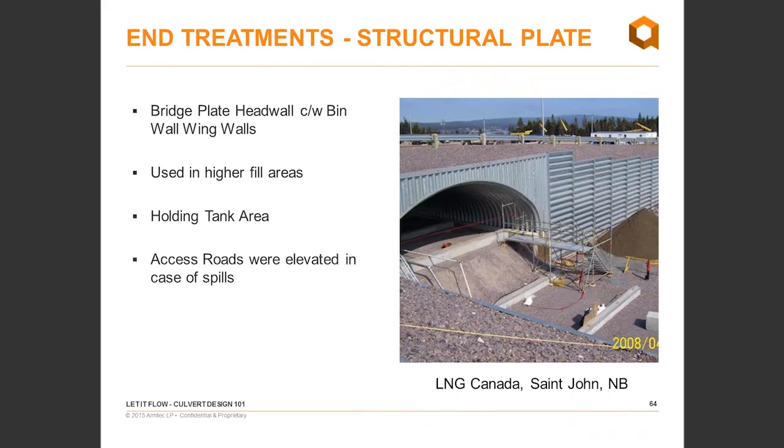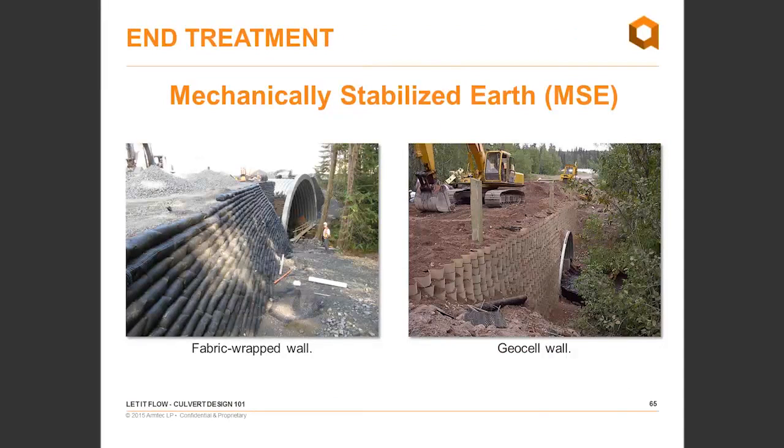We move on. This one's a bridge plate, complete with a bridge plate head wall and bin wall wing walls, used in higher fill areas. This one is at a tank farm at LNG Canada in Saint John, New Brunswick. The access roads were elevated in case of spills, and with the higher heights, the bin wall was a great fit there.